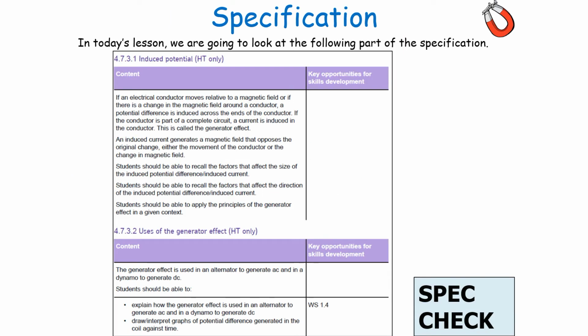So in today's lesson we're going to look at the following parts of the GCSE Separate Science physics specification: induced potential and uses of the generator effect, which is separate science only content.